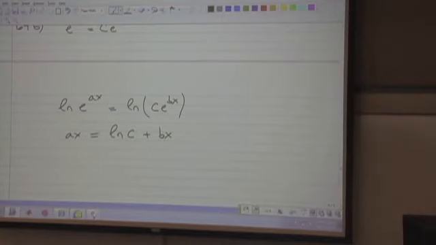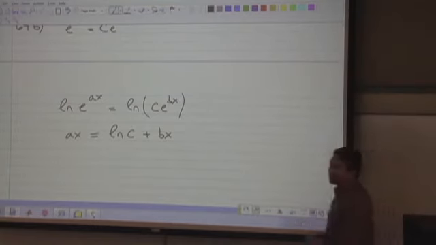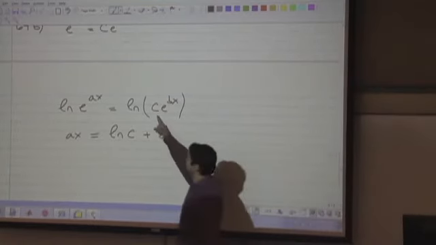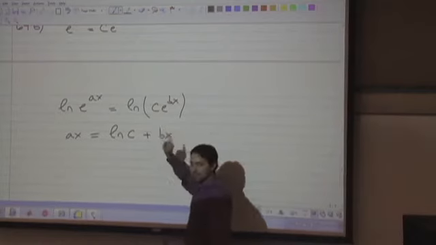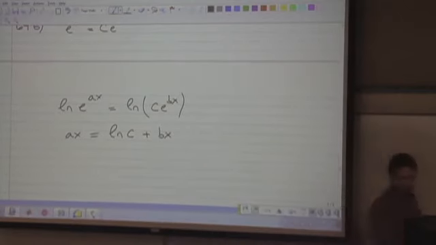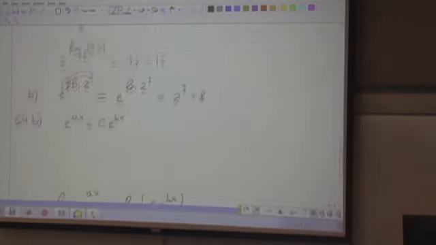Doesn't on the right hand side, doesn't the ln and the e cancel each other out? They would, but you have the c to deal with. Similar to the previous problem.